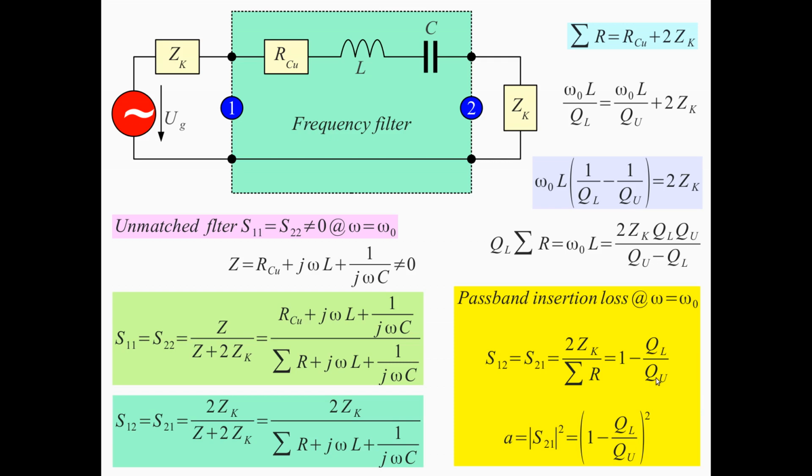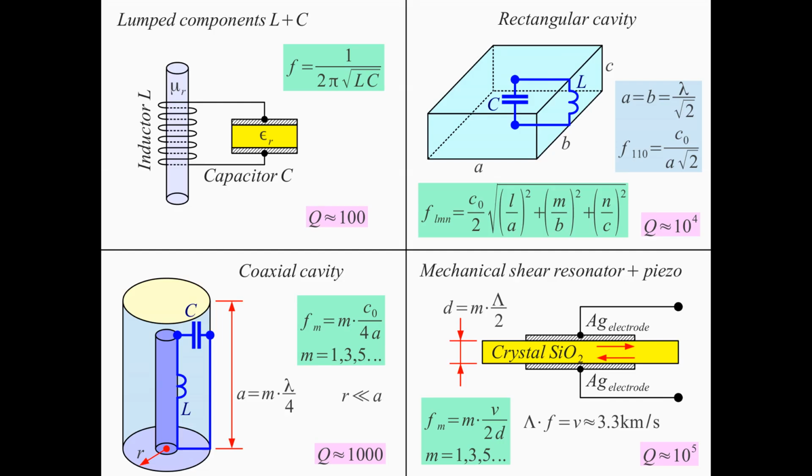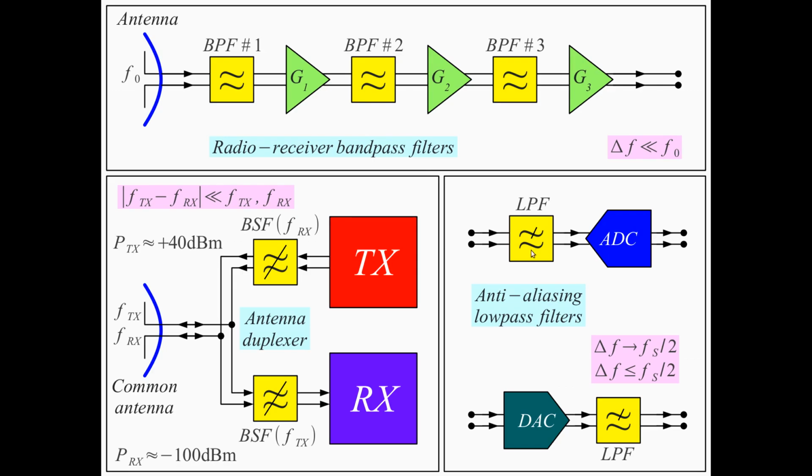But QU, the unloaded Q, is what I can make. As long as the required QL is much smaller than QU, it's all fine. But as QL approaches QU, the insertion loss will become very high, so very low signal transmitted through my filter. So a filter with a very high insertion loss probably is not a good solution to be used in a receiver, and even worse in an antenna duplexer. So here it's very undesirable.